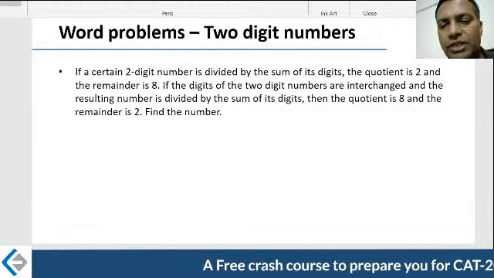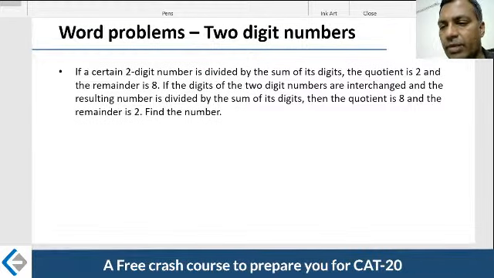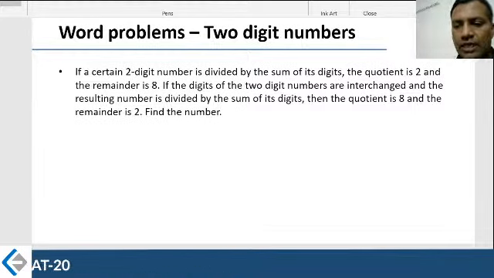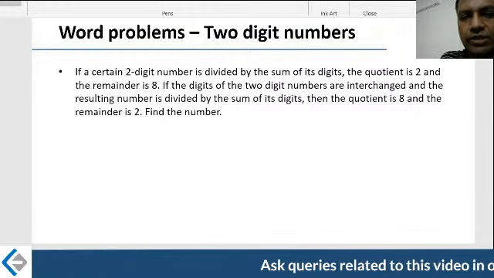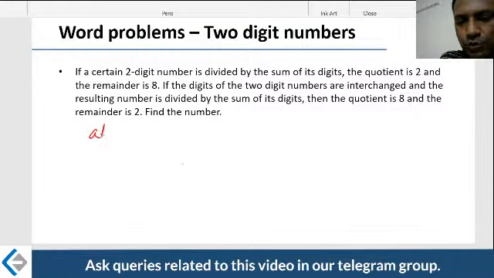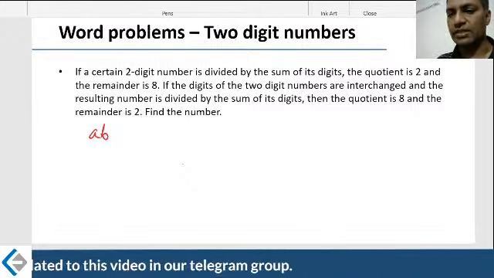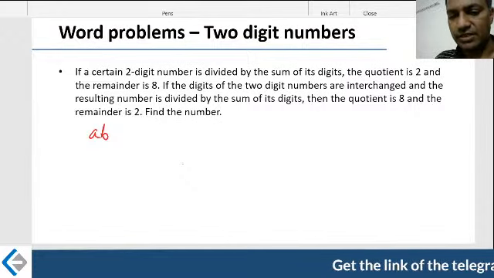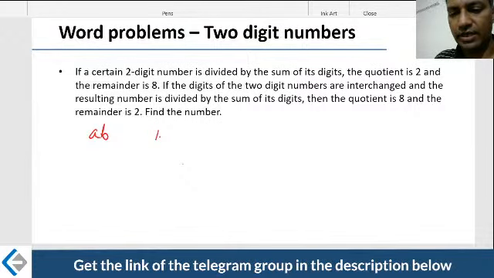What does it say? If a certain two-digit number is divided by the sum of its digits, the quotient is 2 and the remainder is 8. How do I express this thought? Let's say my two-digit number is AB. The two-digit number is divided by the sum of the digits. So what is a two-digit number, friends? Already you are writing it as 10A plus B.